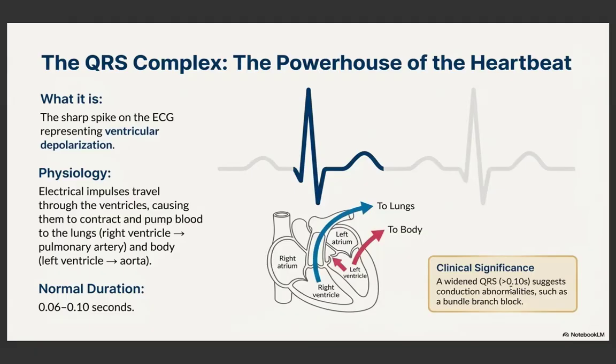like a bundle branch block. Even though our bundle branches don't pacemake the heart, they can still have blockages and cause conduction abnormalities, and you'll be able to see the actual abnormality on the EKG.